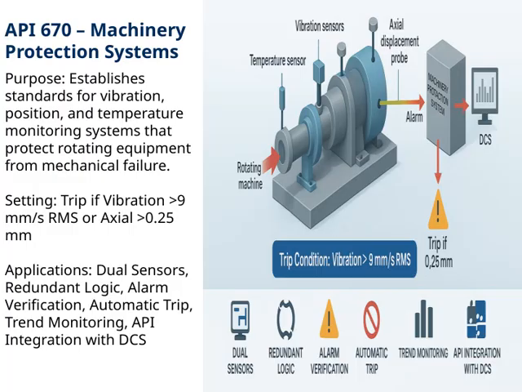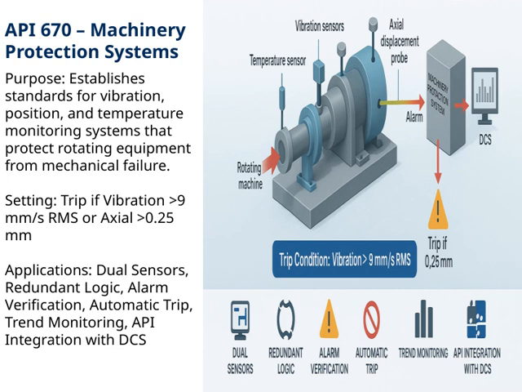Let's take a closer look at API 670, which focuses on machinery protection systems. The main purpose here is to set clear standards for monitoring critical parameters like vibration, position, and temperature. These measurements are essential because they help us protect rotating equipment from mechanical failures that could lead to costly downtime or damage.